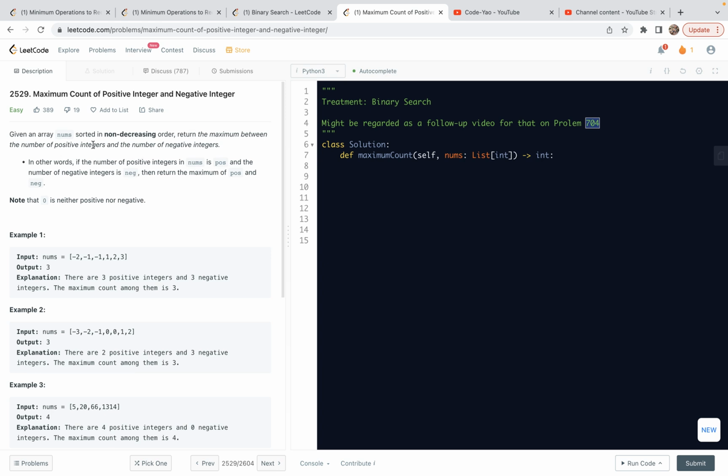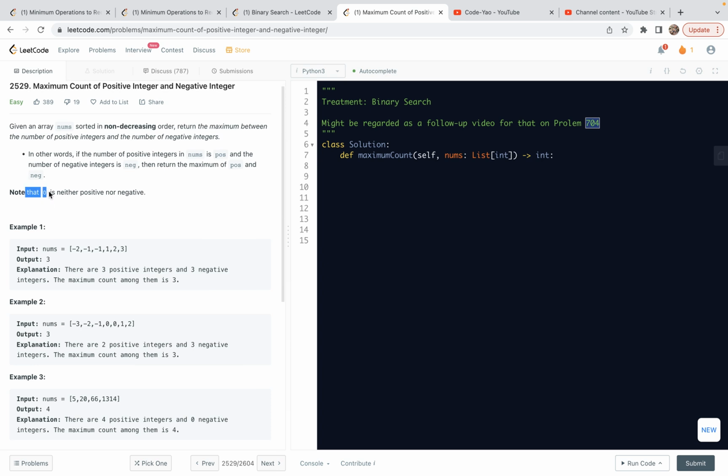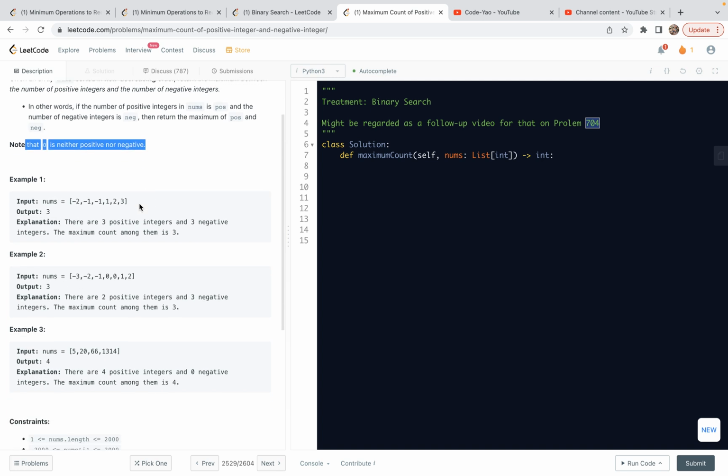In this problem, we are given a sorted array called nums. We want to return the maximum between the counts of positive integers and negative integers, right? Here it specifies that 0 is neither positive nor negative. There are several examples. Let's look at example 1. We have 3 negative numbers and 3 positive numbers, so the output is 3 because the maximum of 3 and 3 is 3.